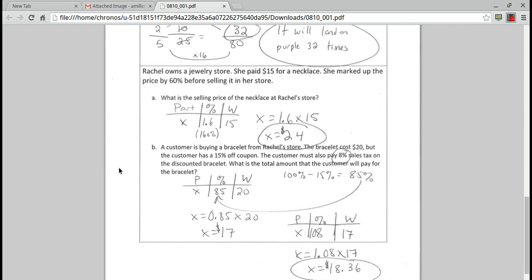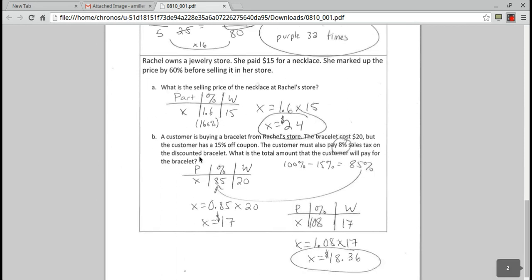And the last one is about Rachel. We want to know the selling price of the necklace. She's marking it up 60%, so that means that instead of selling it for 100% of the cost, she's selling it for 160% of the cost, which means the necklace is going to cost $24.